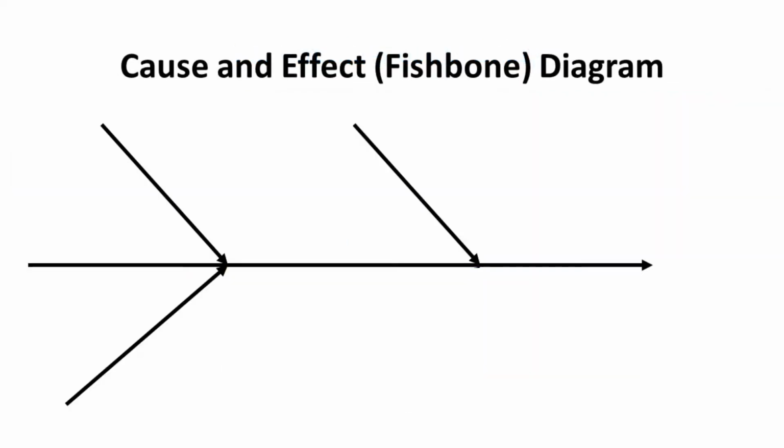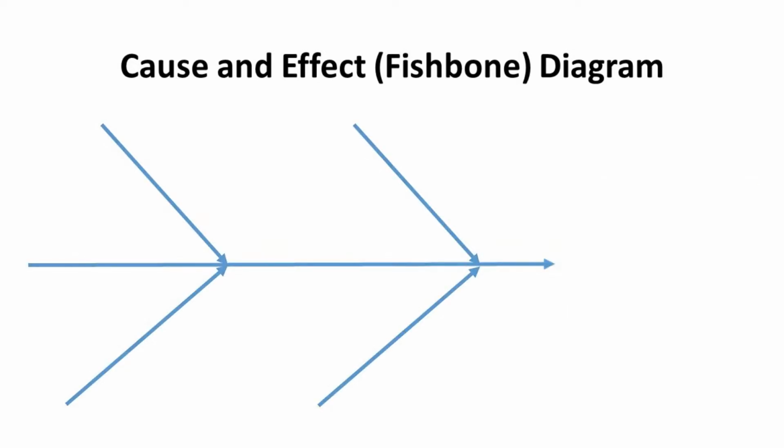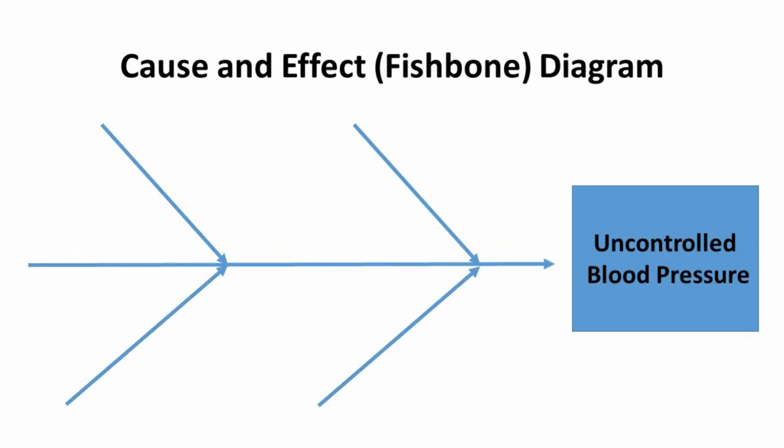Draw the big bones at first and be sure you leave a lot of room for smaller bones. Sticky notes are nice for this exercise because they can be put directly on the flip chart paper under the categories, making it easier to complete. Next, place the opportunity or the problem at the mouth of the fish. We refer to this as the effect. When using this tool, it is important to be specific and clear about defining the opportunity. In our case, the opportunity is defined as uncontrolled blood pressure.